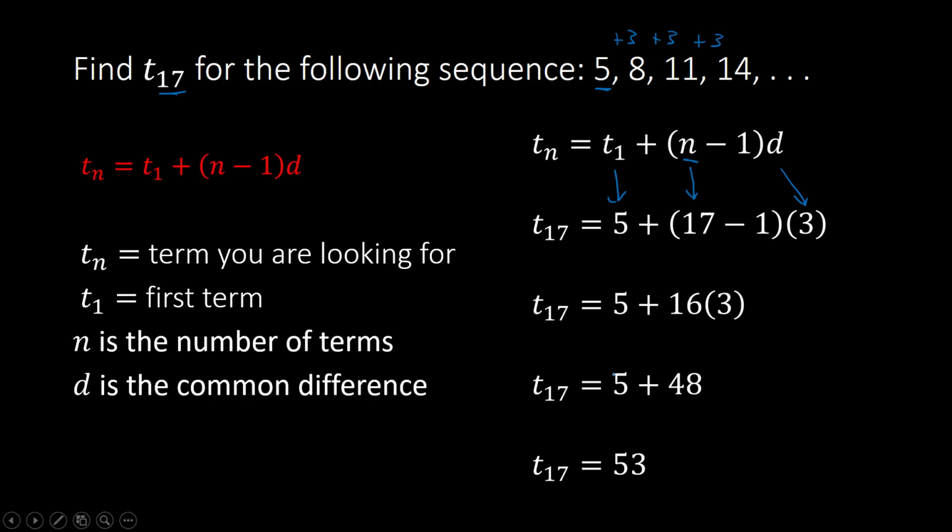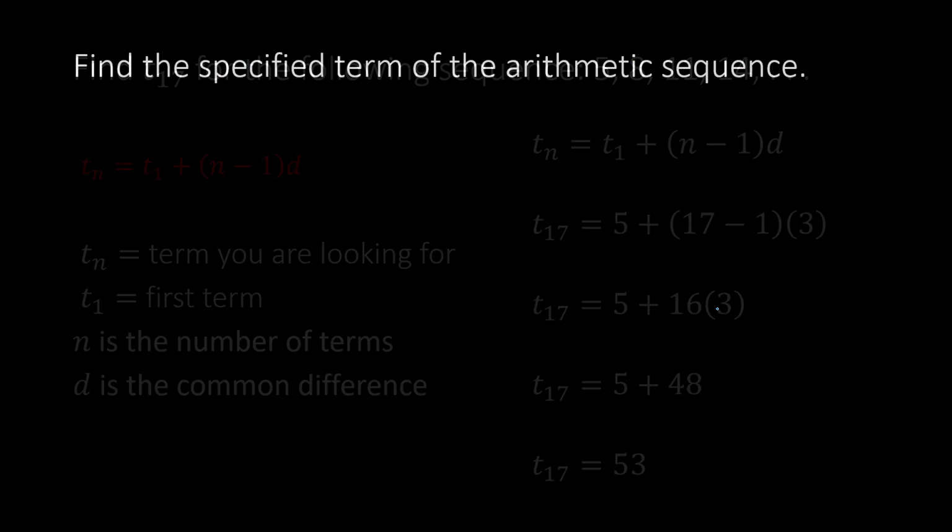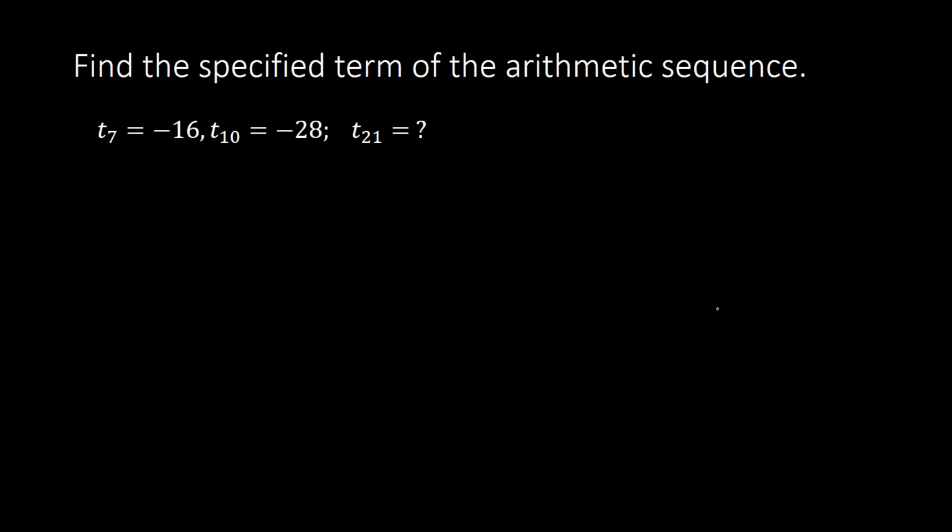Now just be careful, because if this were in descending order, so going from 14 to 11 to 8 to 5, etc., the common difference would be a negative 3. So be careful if it's going to be smaller numbers, because your common difference would be a negative 3, which would change your solution.